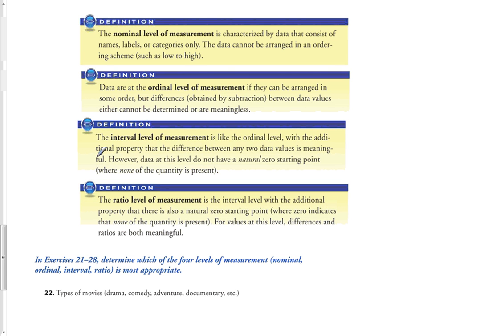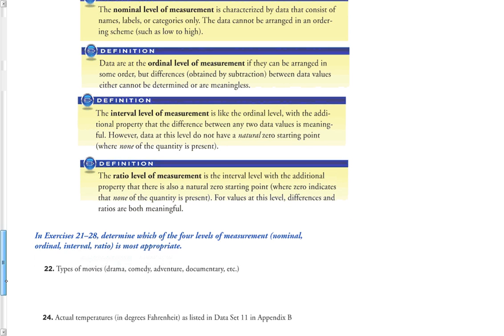So that's nominal level data. There are no numbers really, they're just categories. The second level is ordinal level of measurement. In the ordinal level of measurement, you can arrange it in some order, but the differences that you obtain from subtraction between data values either cannot be determined or have no meaning. So you can put it in some kind of order here, but the differences will have no meaning.